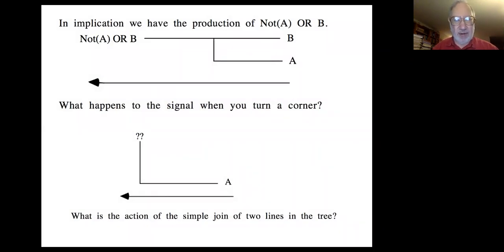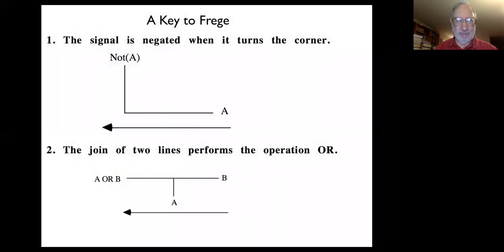you know that A implies B is not A or B. That's what it means logically. How can we relate that? Well, here's a solution to decoding Frege's diagrams in a way that is related to this kind of decoding of implication. When you turn the corner, the knot will be applied. If you turn a corner, 90 degree corner, that'll be knot.